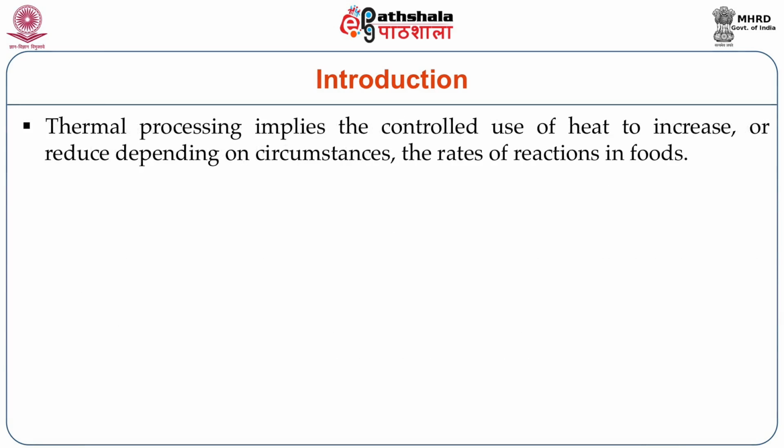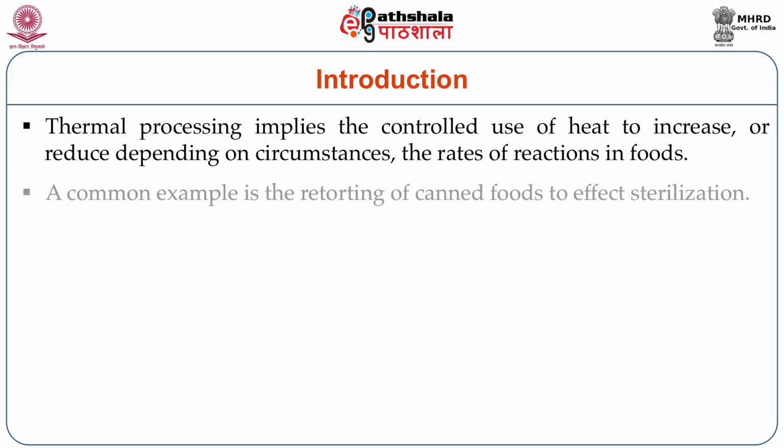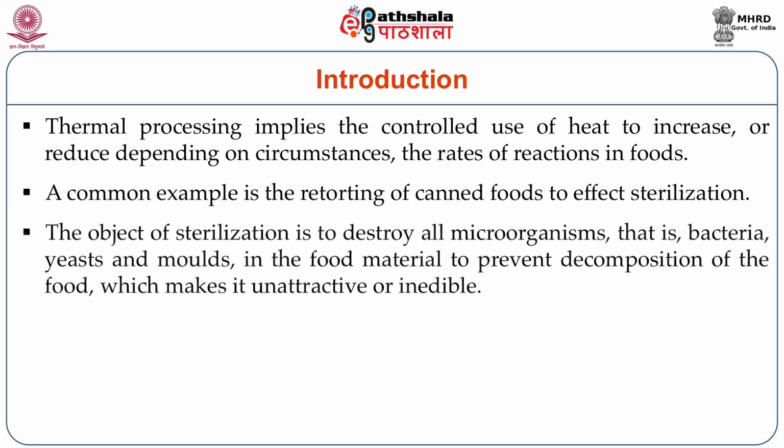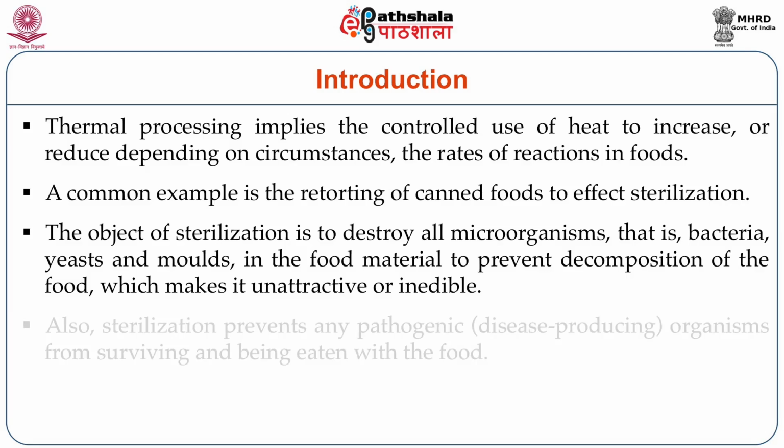Thermal processing implies the controlled use of heat to increase or reduce, depending on the circumstances, the rates of reactions in the foods. A common example is the retorting of canned foods to effect sterilization. The object of sterilization, as we all know, is to destroy the microorganisms, that is, bacteria, yeast, mold, in the food material to prevent decomposition of the food, which makes it unattractive or inedible.